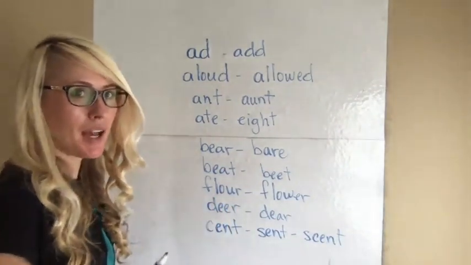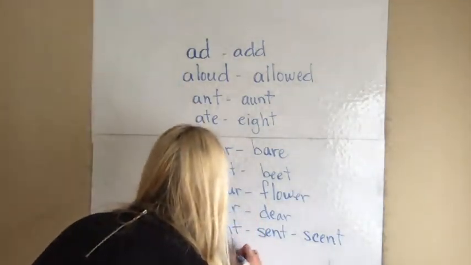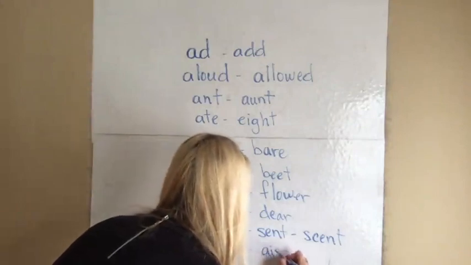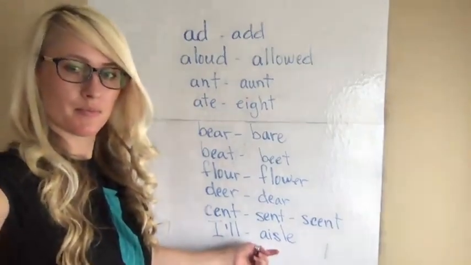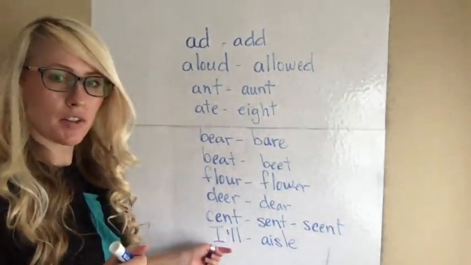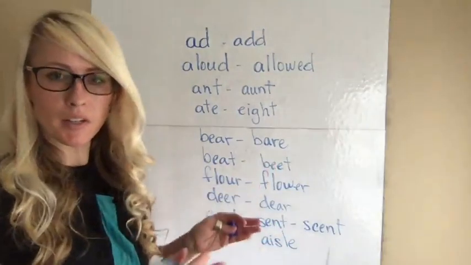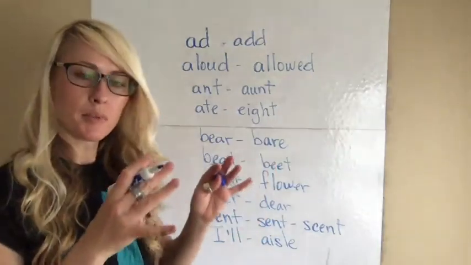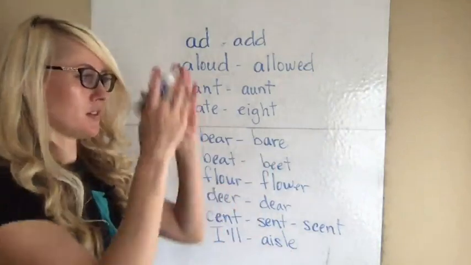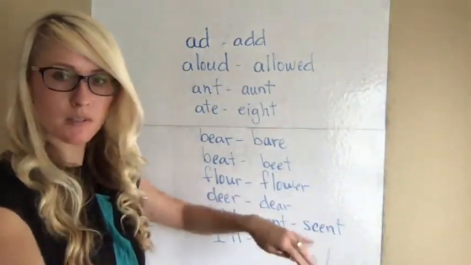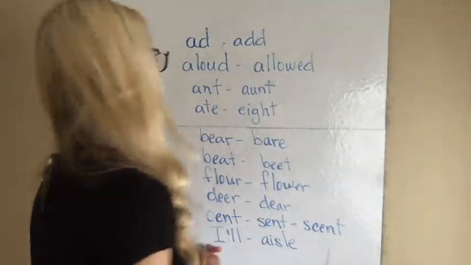Okay. How about aisle? Aisle. So I'll is the contraction for I will, and then aisle is the walkway when you're in some kind of public building, or if you're in church or a movie theater, there's the aisles where you can walk where there's no seats. Aisle. Good job.